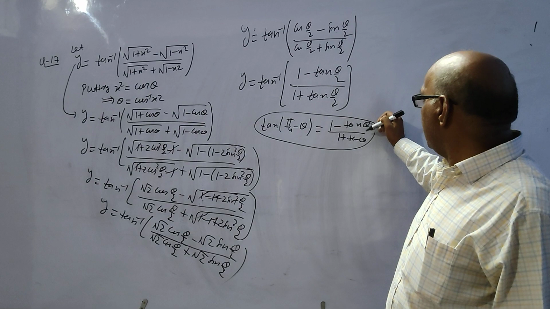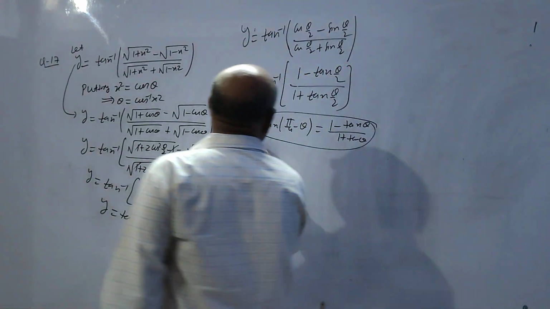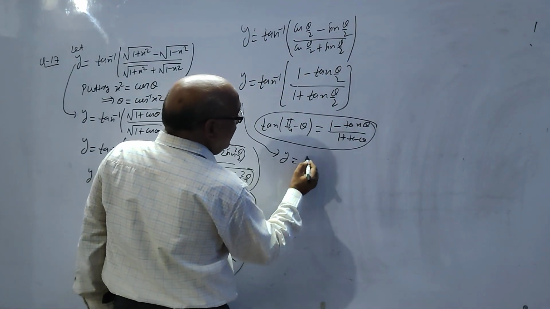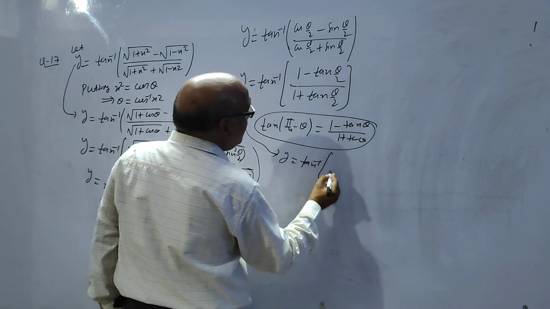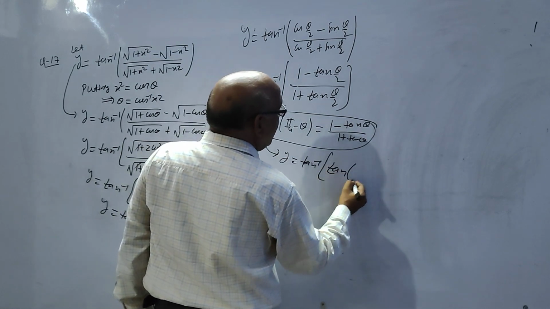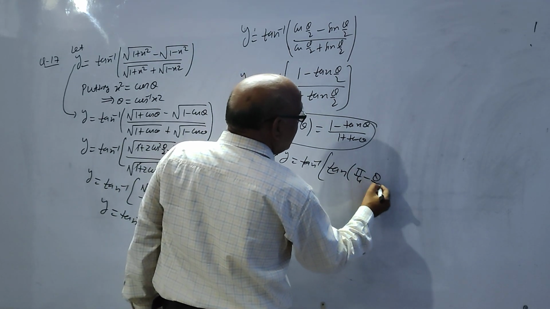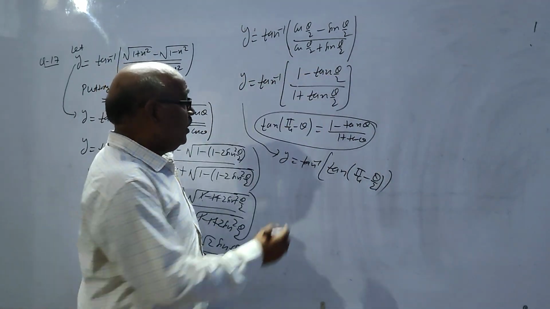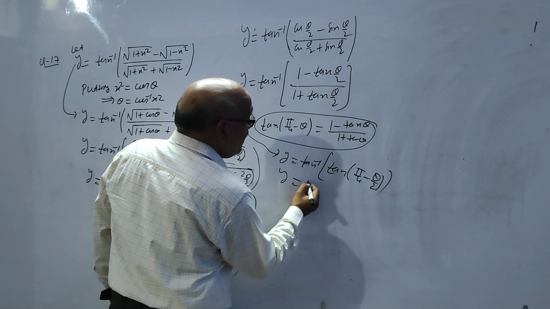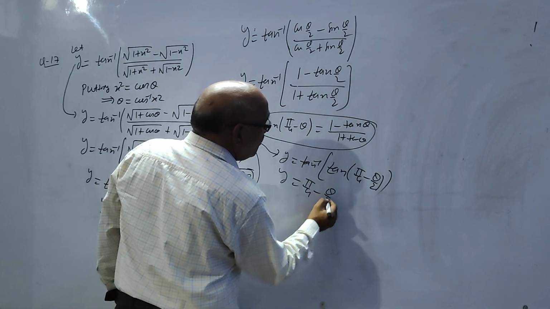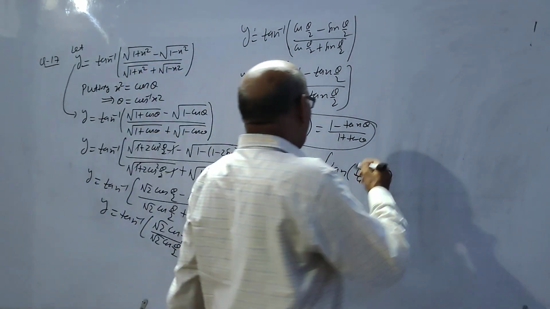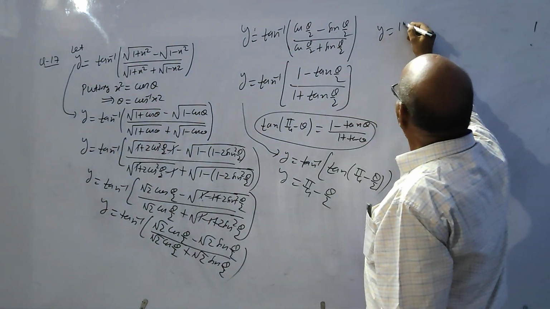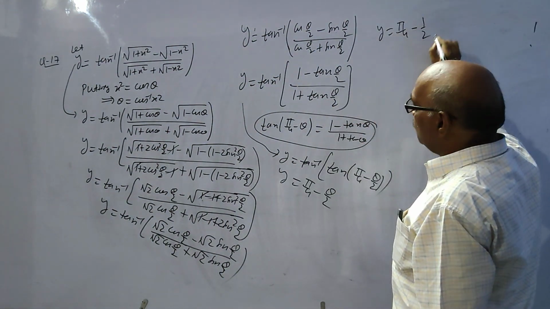Now here, in place of theta, that is theta by 2, the result will be converted. y is equal to how much? That is tan inverse tan(pi/4 minus theta by 2), not theta. Why is it theta by 2? Because here it is theta by 2. Tan inverse tan cancel out. y is equal to pi by 4 minus theta by 2. Now put the value of theta by 2. y is equal to pi by 4 minus 1 by 2.